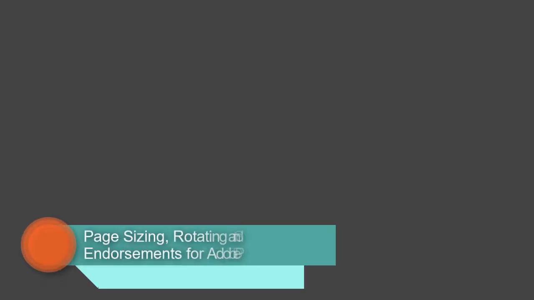Welcome to a Peernet tutorial for Document Conversion Service, DCS for short. This video introduces you to our newest Document Conversion Service feature, the ability to change the page size, auto-rotate pages, and add text stamping or endorsement markups when converting to Adobe PDFs, available in DCS Release 3.20.